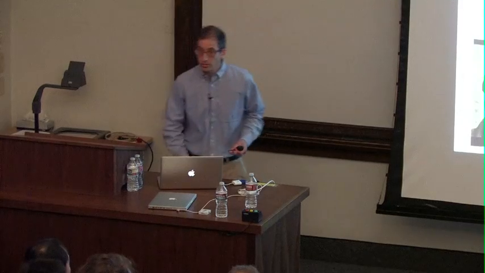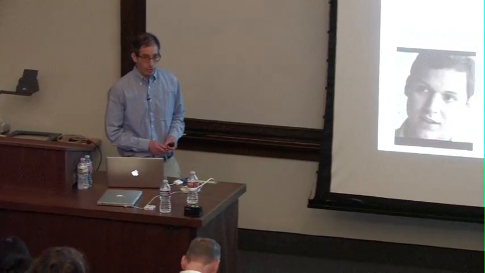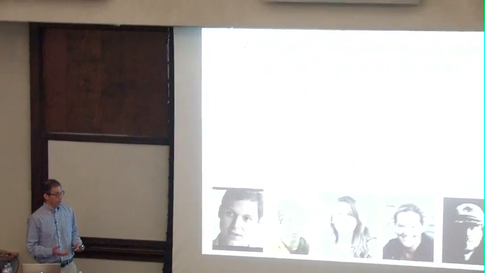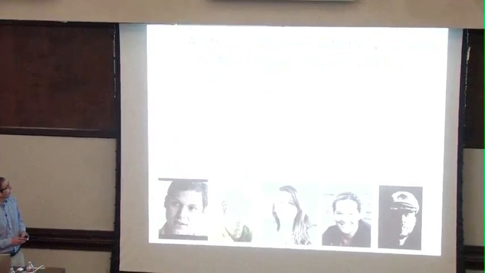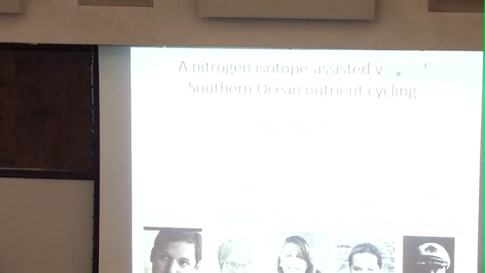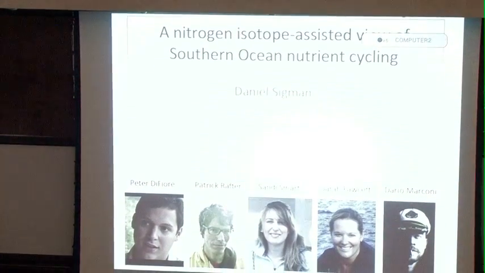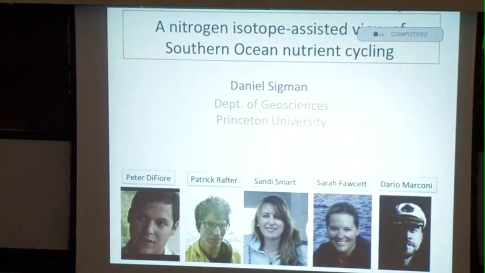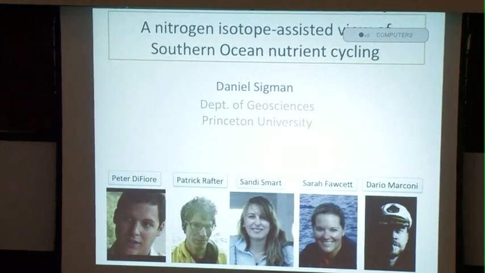my charge today is to take you through some of the basics of Southern Ocean biogeochemistry. And I'm going to be doing this largely using the nutrient distributions of the ocean. And later in the talk, I'm also going to turn to the isotopic composition of nitrate, the most common form of nitrogen supplied to the surface ocean, as an additional probe for Southern Ocean nutrient cycling.